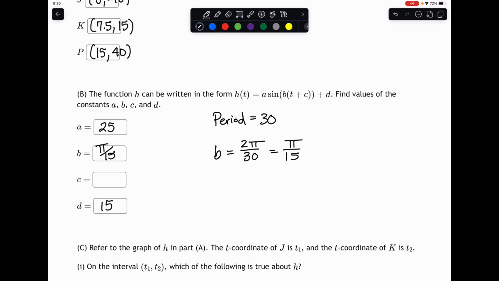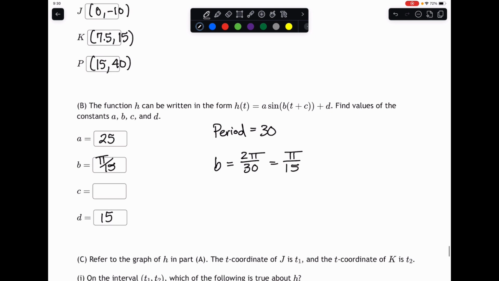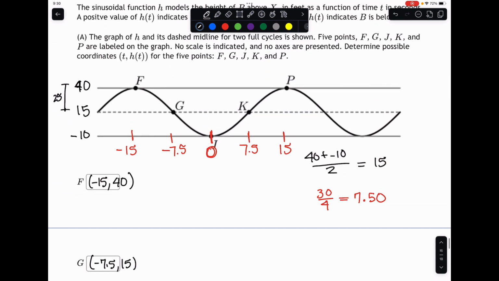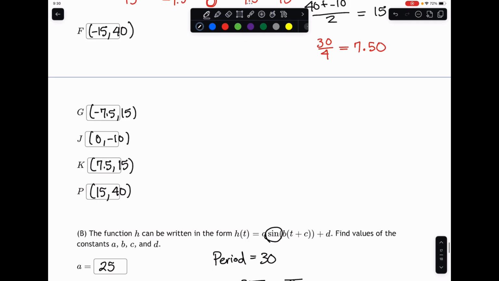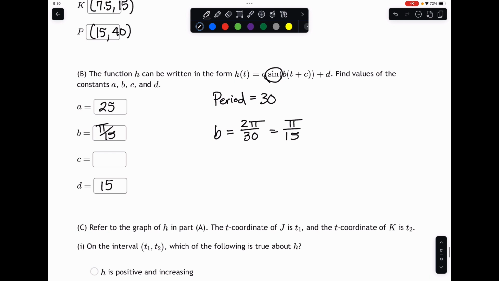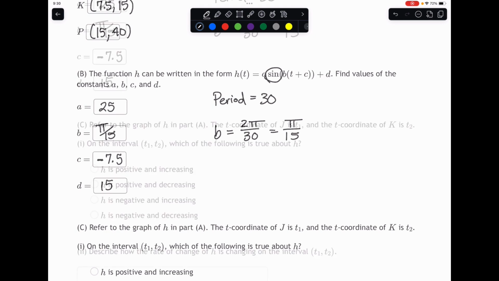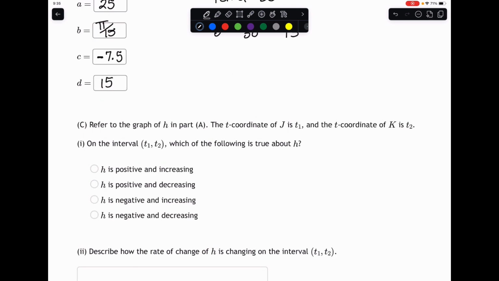And the value of C here, since we want a sine function, let's start that sine function at the same place as all the other sine functions, at K. So the x value of K is 7.5. Moving it to positive 7.5 means that we would have to subtract it. So C is negative 7.5.